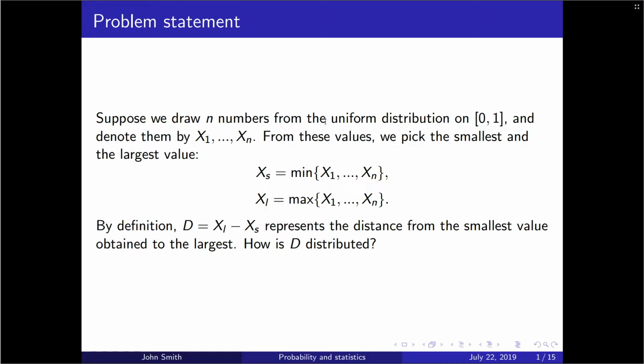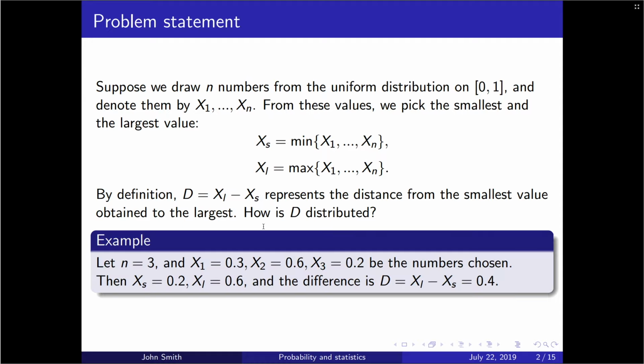We draw n numbers from the uniform distribution on the unit interval from 0 to 1, and we denote those values by x sub 1 to x sub n. This means that the values obtained will be from the unit interval and in a way that all values are equally possible. For the values we get, we pick the smallest and the largest value. We denote by x sub s the smallest of the values and with x sub l the largest of the values. After we know the smallest and the largest value of the sample, we take the difference between those two values and then we ask how is this new value distributed.